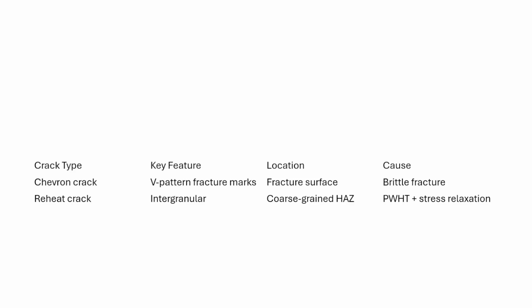Okay, for chevron cracking, we can see the V patterns of the fracture marks, at a 45-degree angle to the weld bead direction. The location where we can see it is the fracture surface. Why it is happening is because of brittle fracture. If the brittle phase is there, because of the tensile stresses, it will fracture. That results in this kind of cracks.